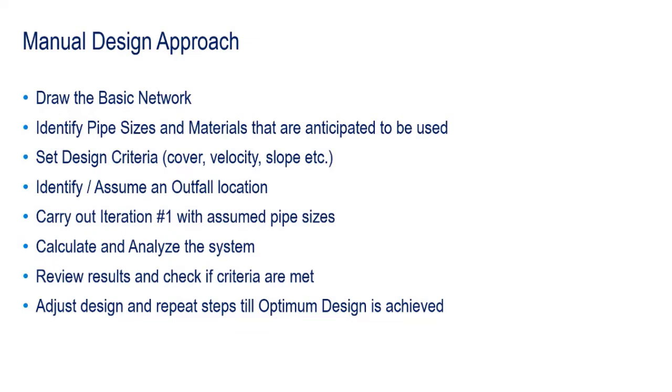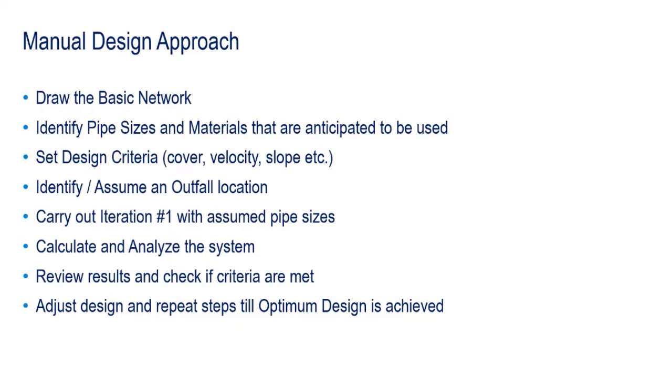So this fifth step is in which you would have some assumed pipe sizes that you would generally use. This can be based on your experience, or you might have some idea about what kind of pipe sizes initially can be used. So you can use those and do your first calculation attempt.